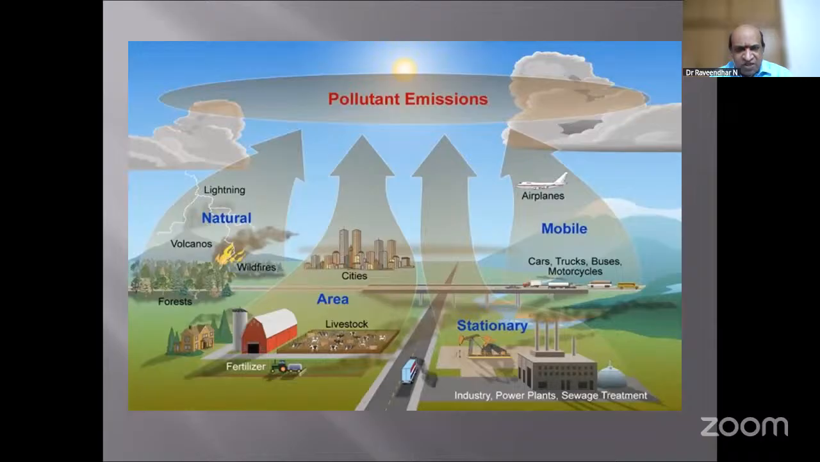These are the pollutant emissions. In my next slide, you can see natural pollution: volcanoes, wildfires, lightning, nitrous oxide. What happens in lightning? We may not be knowing, but because of nitrogen and oxygen at high temperatures in the lightning, nitrous oxides are formed.